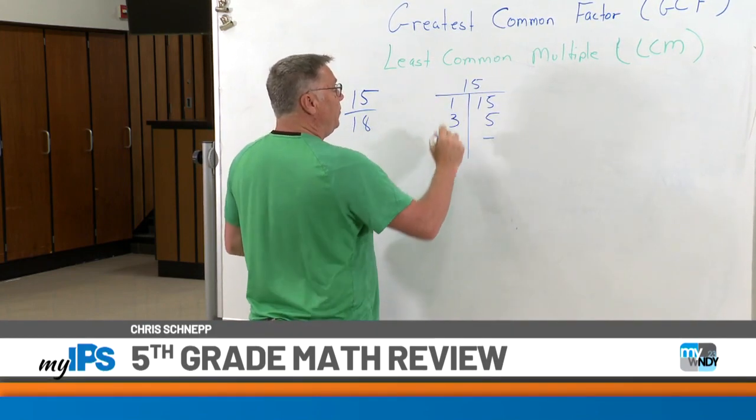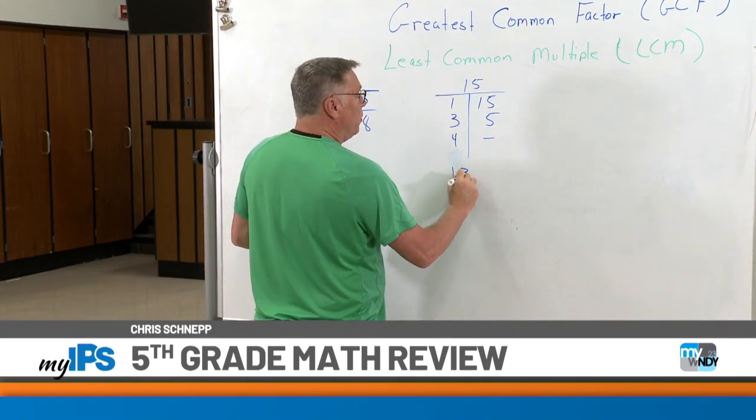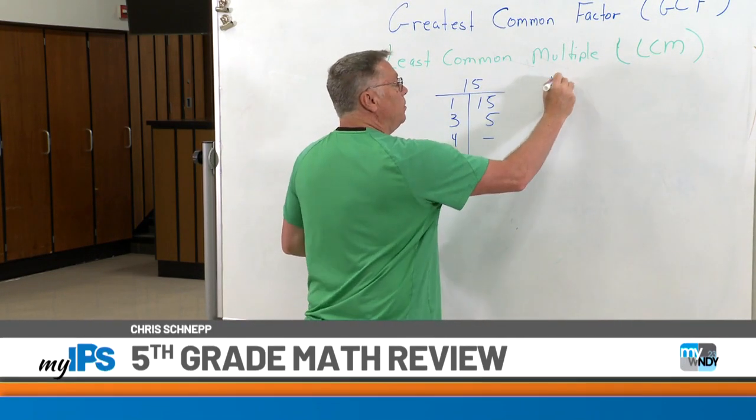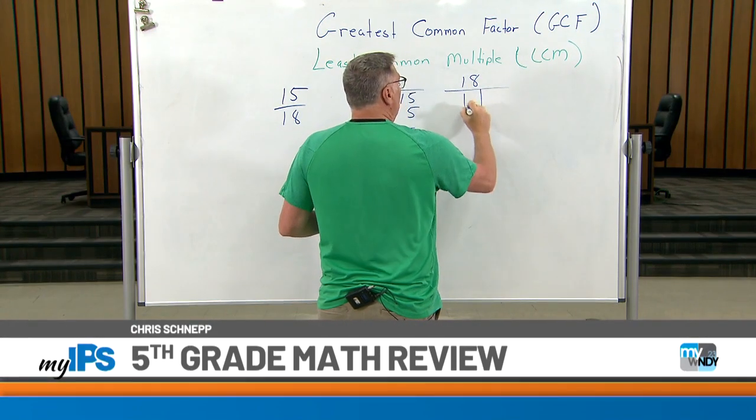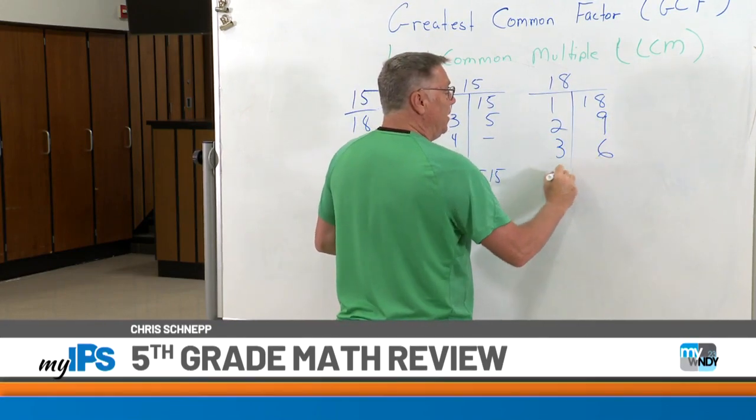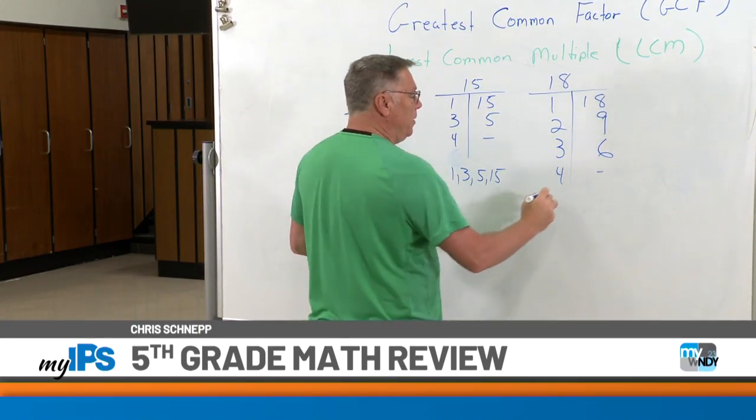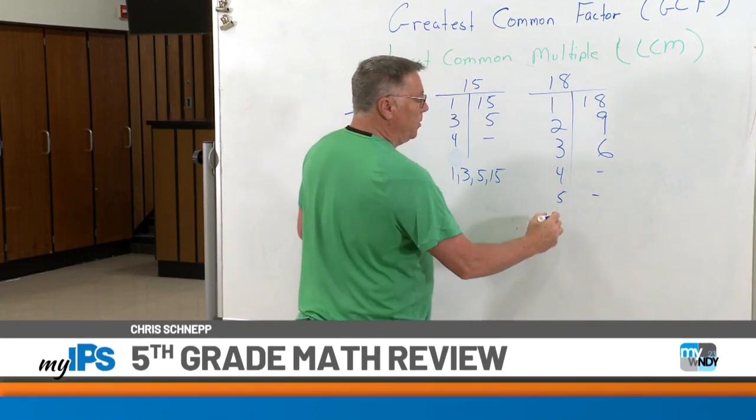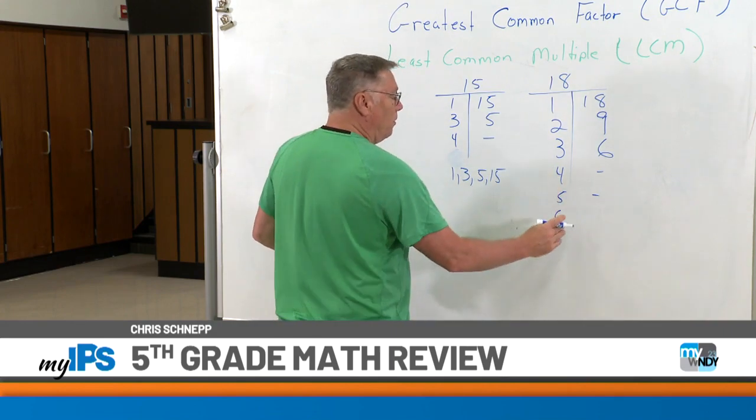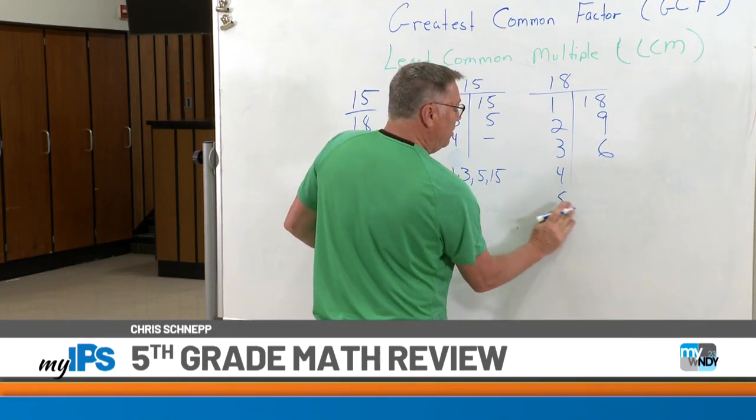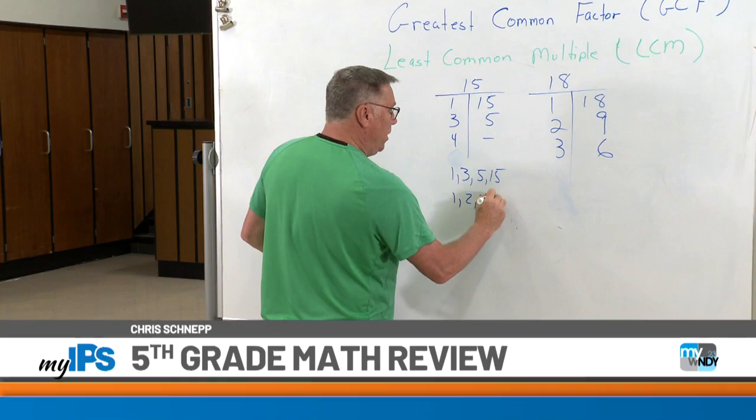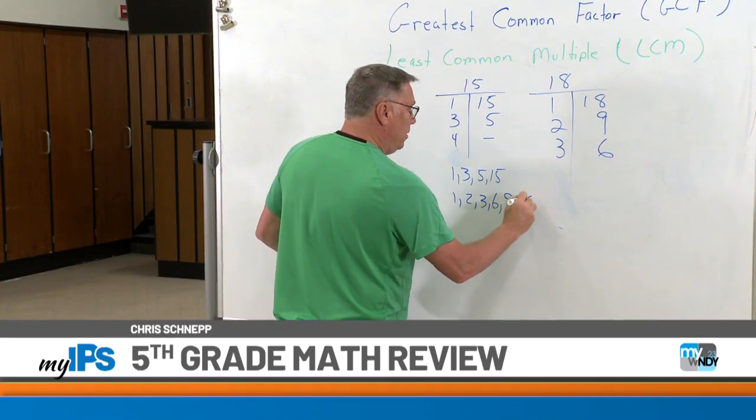So the factors of 15 are 1, 3, 5, and 15. All right, so now let's do the number 18. 1 and 18, 2 times 9, 3 times 6, 4 doesn't go into it, 5 doesn't go into it, so now we get back to the 6 again. Okay, so our factors of 18 would be 1, 2, 3, 6, 9, and 18.